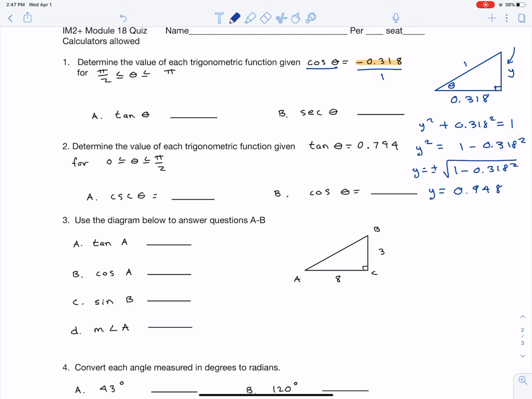Let's go to tangent of theta. Tangent of theta is y over x. Well, y is this value, x is this value, so I'm going to take y divided by x, so 0.948 divided by 0.318, and that gives me 2.981.